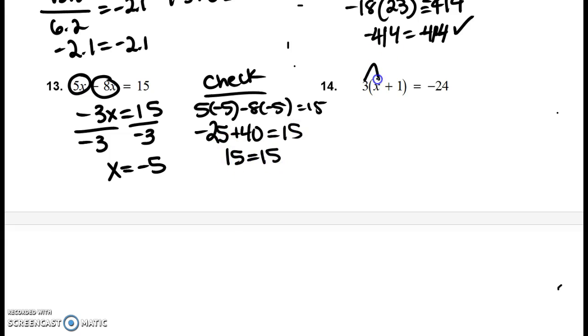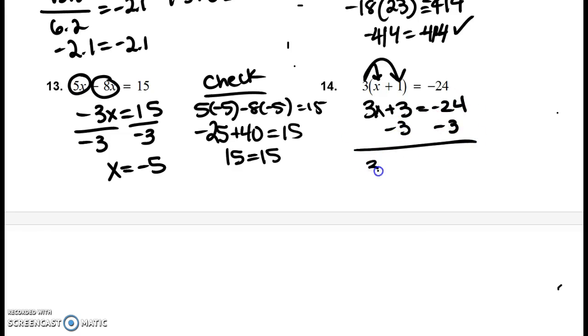Number 14, you have to distribute the 3. So you have 3x plus 3 is equal to negative 24. Subtract 3, subtract 3. 3x, keep an add the opposite here, is negative 27. Divide both sides by 3. And x is negative 9. Check step.